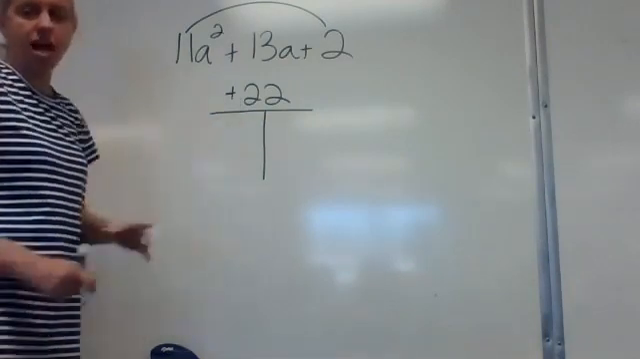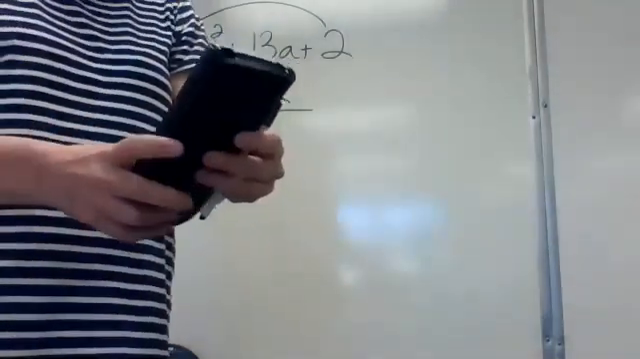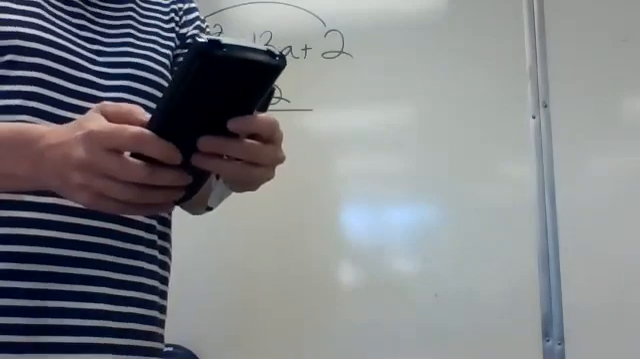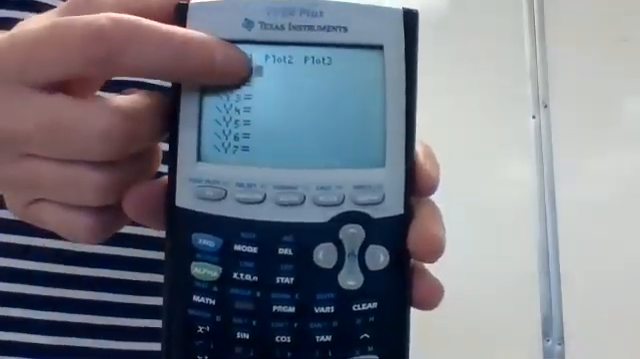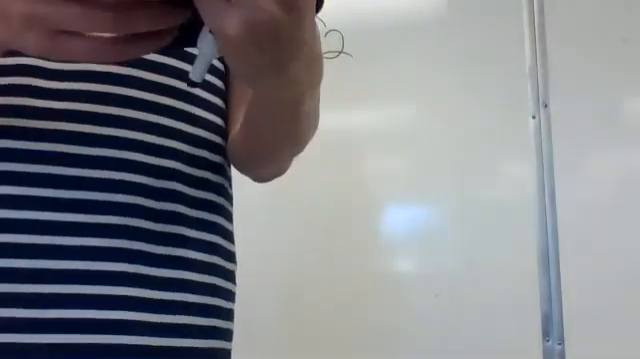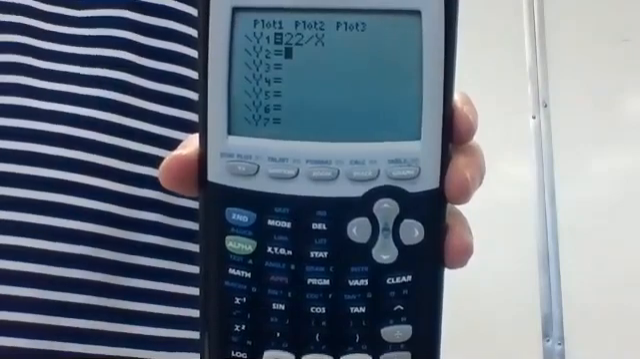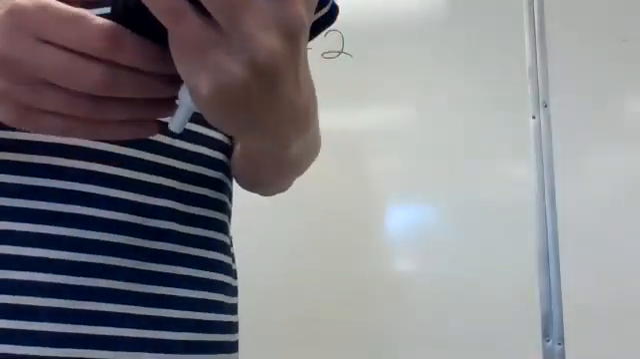So this is the number that goes into your calculator. Positive 22 goes in your y equals. So go back to y equals and clear it out. And you're putting 22 divided by x. And then go down. Then 22 divided by x plus x.